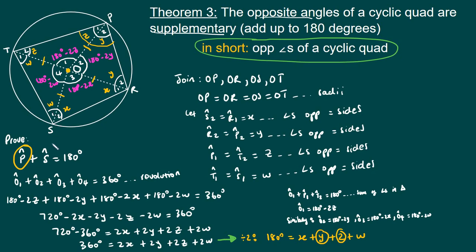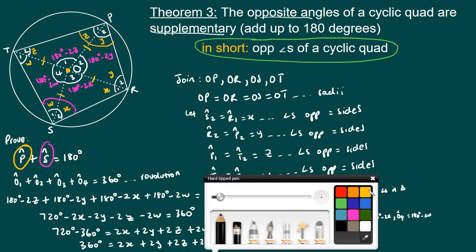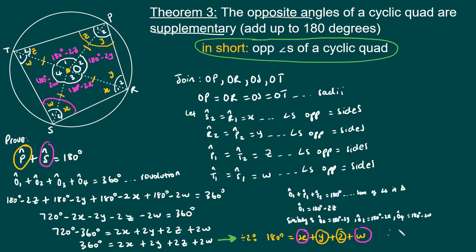What is angle S? Angle S is x plus w. So you have actually proved the theorem. So what do you write? You just write simply, therefore, 180 degrees is actually angle P plus angle S. Then you are good.